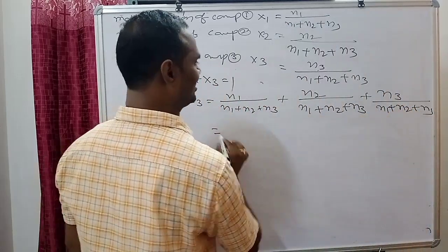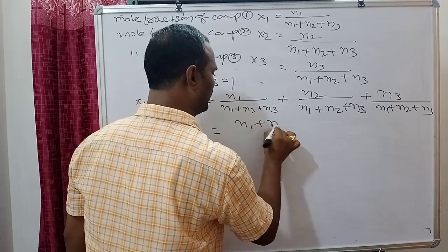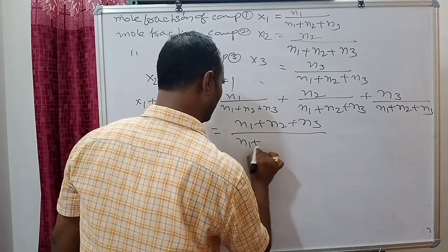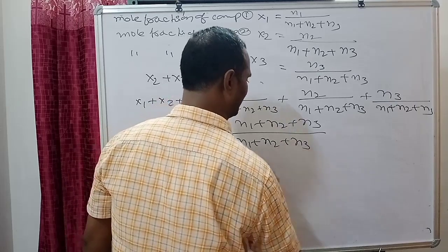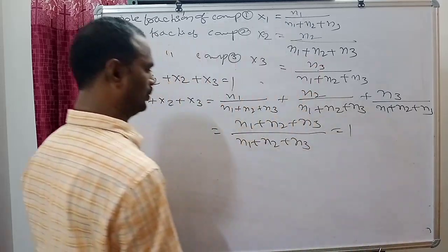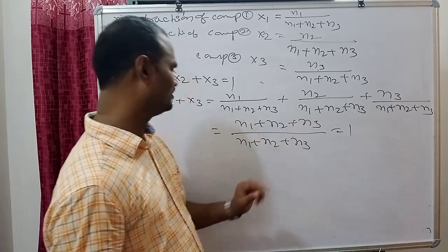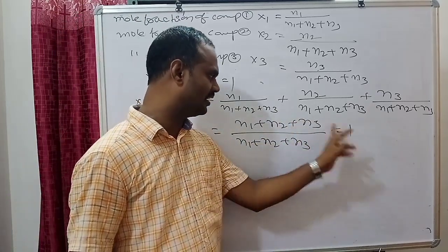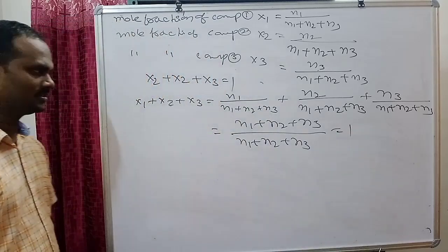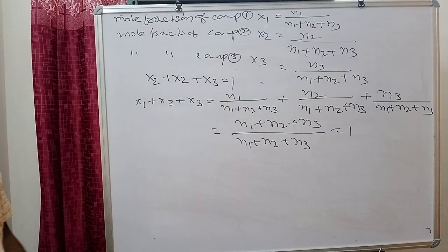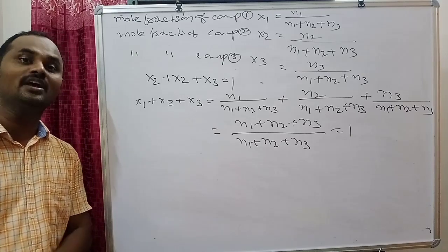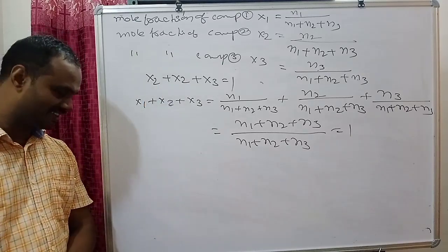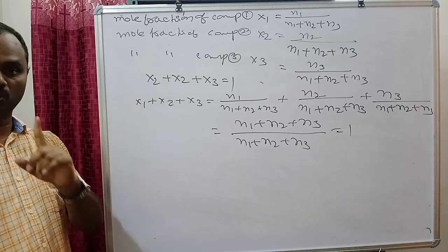If you take LCM, what are we getting? N1 plus N2 plus N3 whole by N1 plus N2 plus N3 is equal to 1. Numerator and denominator have the same values, so they cancel, equal to 1. Is it? In any solution, whatever number of components is present, the sum of the mole fractions of all components present in the solution is equal to 1.